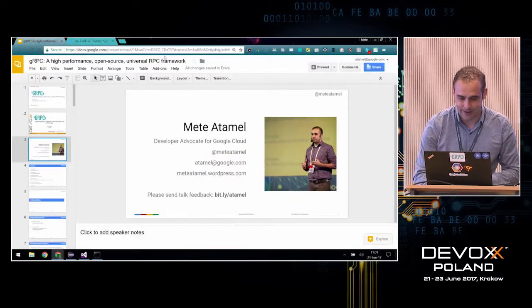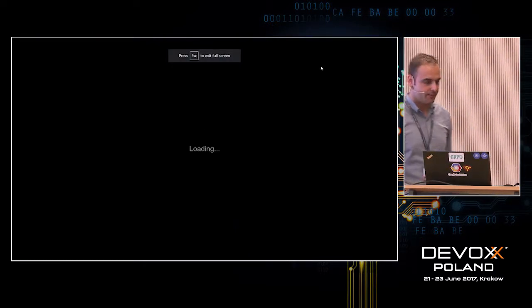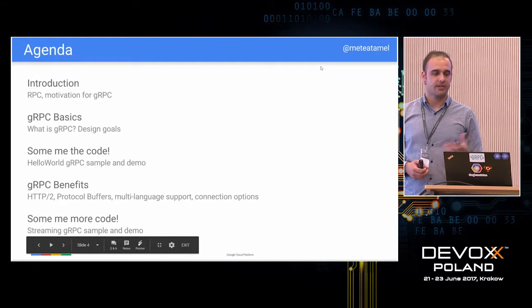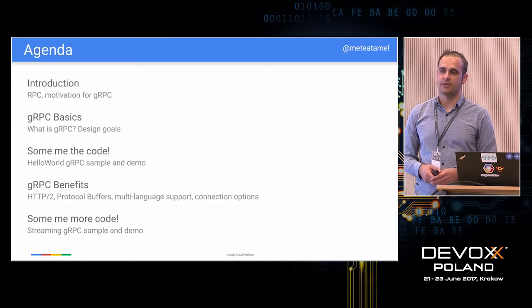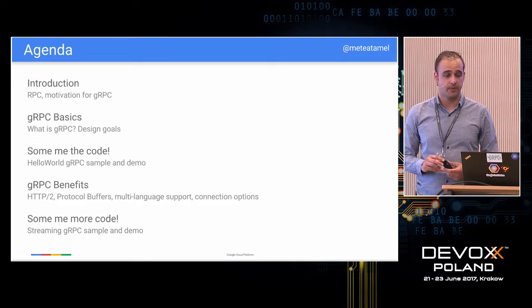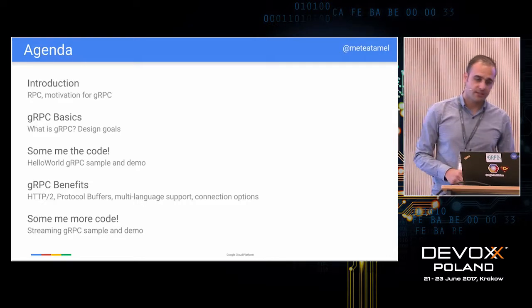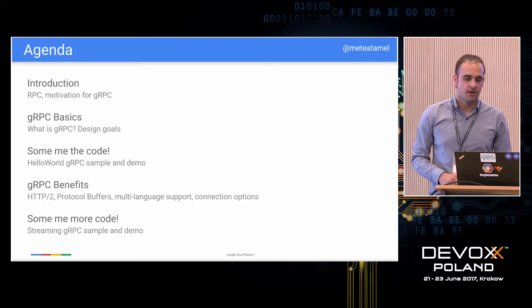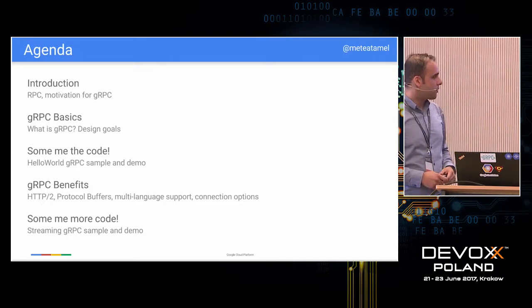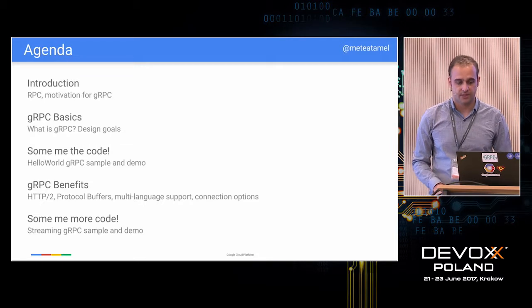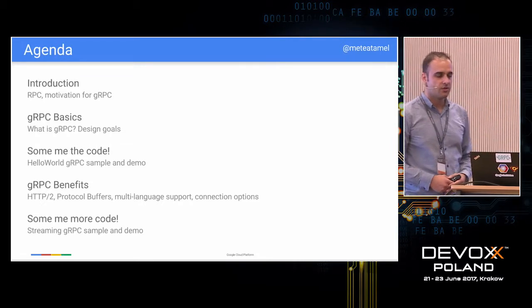But in terms of what I'm going to talk about in more structure, first I want to do a little introduction. So what is RPC, and what's the motivation for gRPC? So we're all on the same page on why we even have gRPC in the first place. Then I'm going to cover the basics of gRPC. So what is it? What are the design goals? And what is it trying to solve? Then we're going to look at some code, hello world gRPC in Java. And then after that, we'll look at the benefits of gRPC. So HTTP2, protocol buffers, multi-language support, connection options. So we'll just talk through those.